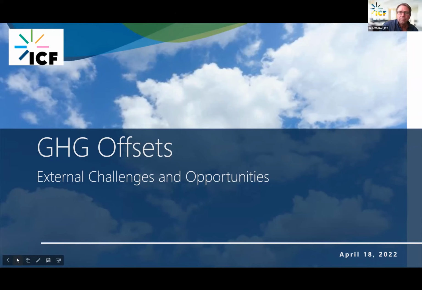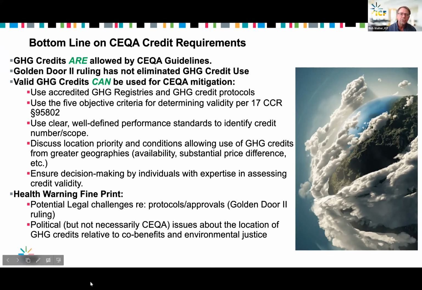Have performance standards, and discuss whether you have a locational priority or not. Most places, when they're requiring these under CEQA, say look local first, then look in the county, then in the region, then in the state, and only then maybe look outside the state, and if outside the country, then look internationally. Make sure there's decision-making by individuals with expertise, people who are accredited and trained in doing this, who may not be the planning director, and most likely will not be.